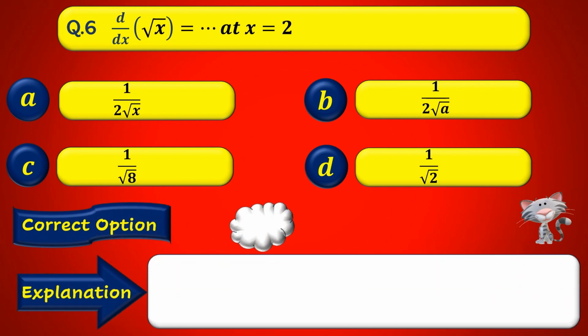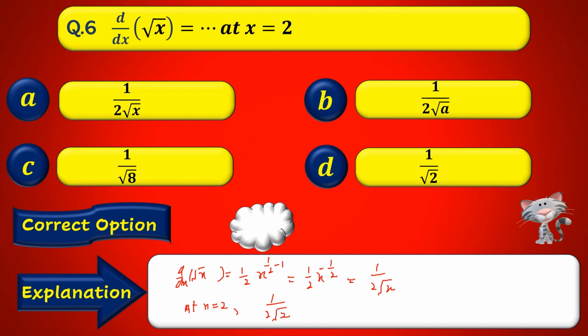The derivative of square root of x, we apply the power rule: 1 by 2 x raised to the power 1 by 2 minus 1, and after taking LCM it becomes x raised to the power 1 by 2 into x raised to the power minus 1 by 2, and it can be written as 1 over 2 into square root of x. But we are to find the derivative at x is equal to 2. So in this derivative, replace x by 2.